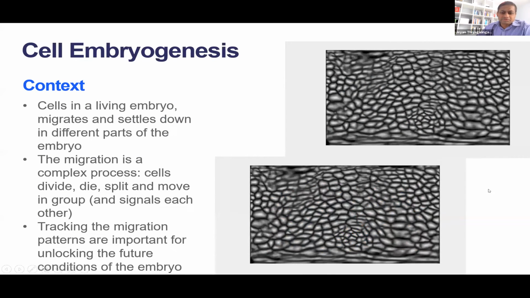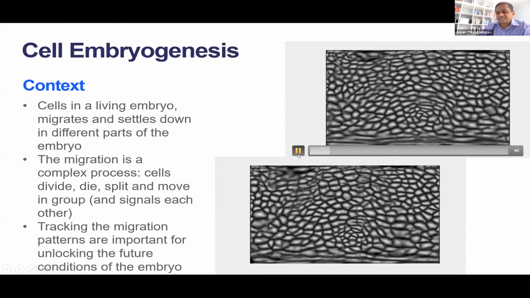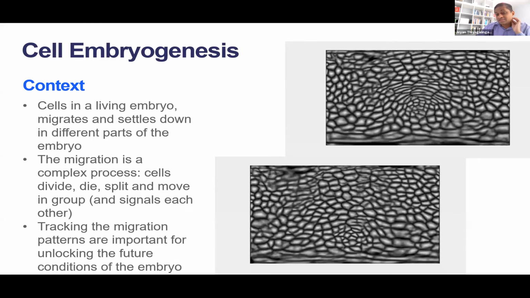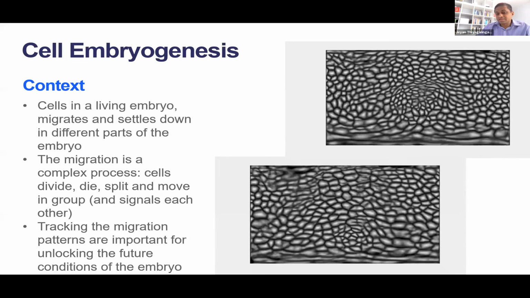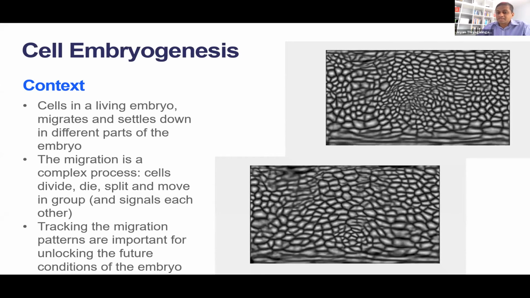So this is basically what we call cell embryogenesis. I don't know how many of you have a biological background, but life really starts off as an embryo, and cells in an embryo migrate and settle as the embryo develops. You can really see that here. The cells move and migrate, and they settle. From the outset, these migration patterns might look quite random, but they're not.